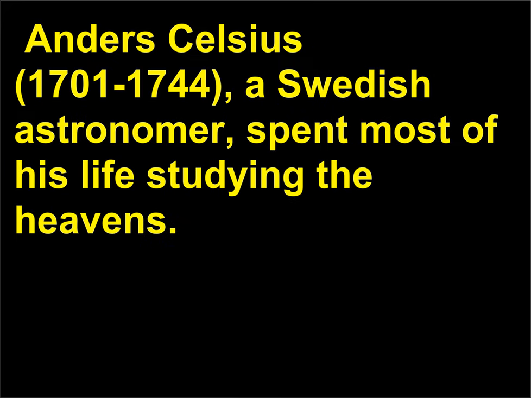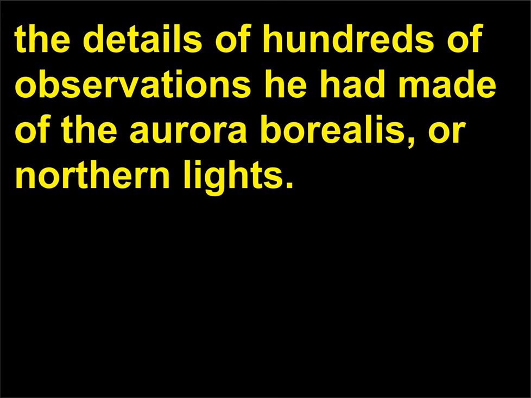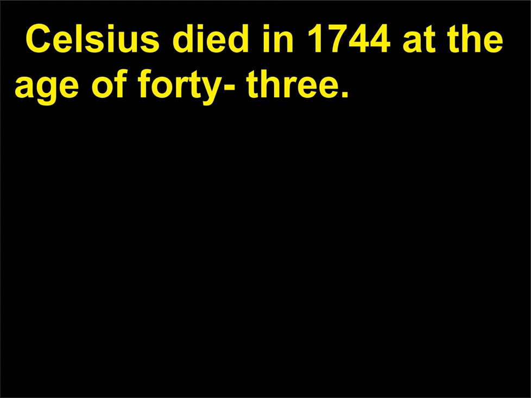Anders Celsius, 1701-1744, a Swedish astronomer, spent most of his life studying the heavens. Before developing the Celsius temperature scale in 1742, he published a book in 1733 documenting the details of hundreds of observations he had made of the aurora borealis, or northern lights. Celsius died in 1744 at the age of 43.